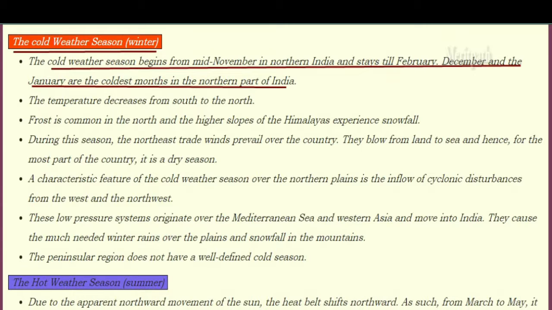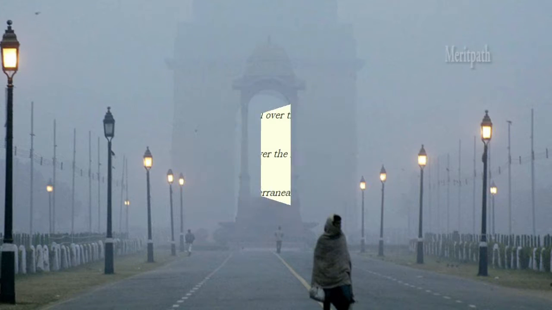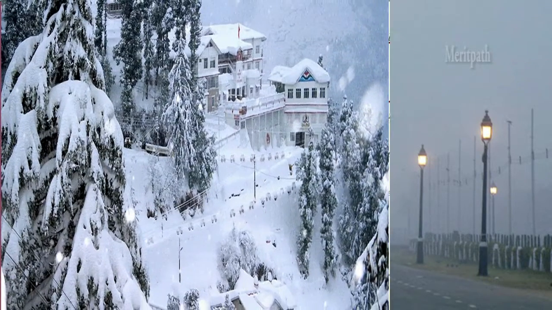Cold weather season, also known as winter season, begins from mid-November in northern India and stays till February. December and January are the coldest months in the northern part of India. Temperature decreases from south to north. Frost is common in the north, and the higher slopes of the Himalayas experience snowfall.